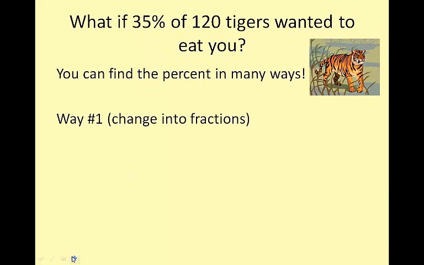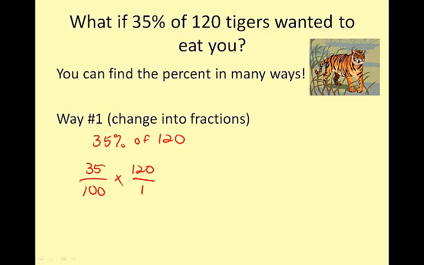So, what if 35% of 120 tigers wanted to eat you? You probably want to figure out how many tigers really want to eat you. You can find the percent in many ways, and we're going to walk through just 4 of them. So here's way number 1. We can change them into fractions. Remember, we're doing 35% of 120, so that's 35 over 100 times 120 over 1.